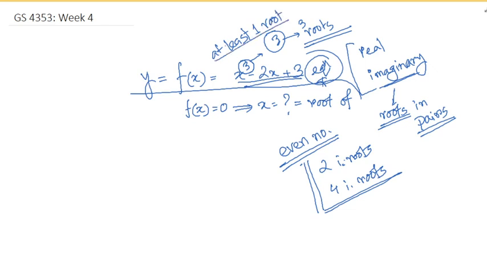I can say that at least one root will be real for this particular equation, and there is a possibility that 2 imaginary roots might be there. That we will only find out when we solve this. Other than that, we cannot say whether there will be imaginary roots or not.